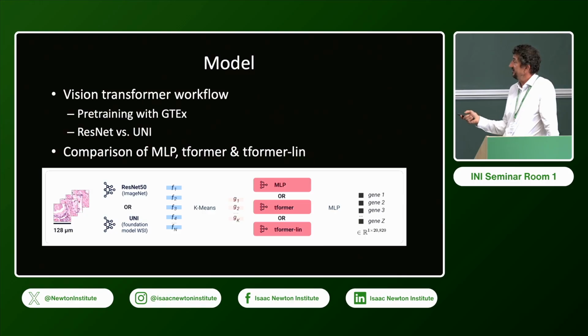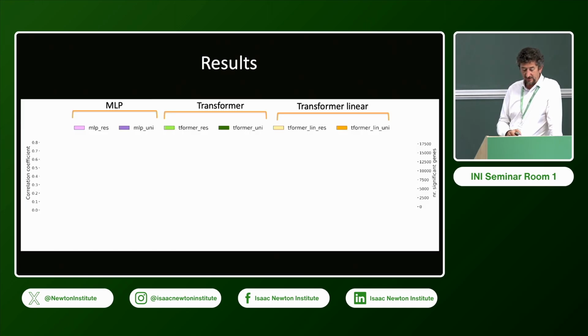Then we have a clustering step, and this is really to capture the heterogeneity in the image. There's lots of different cell types in the image. And this gets then fed into either of these modules, for example, a transformer that then predicts gene expression. So let me show you some results.